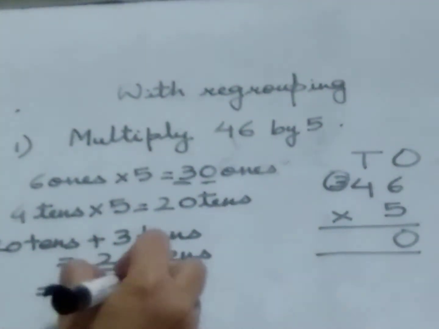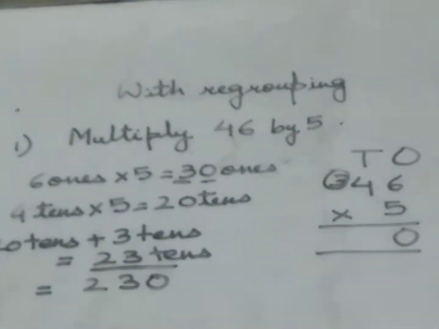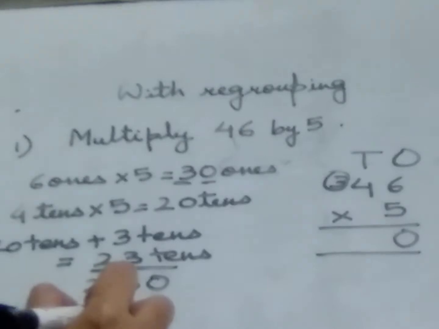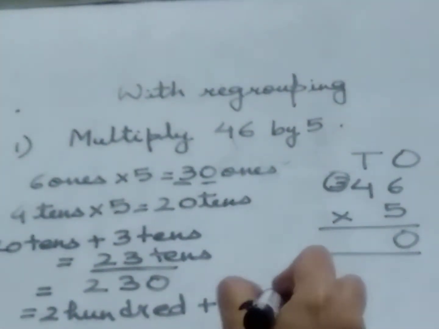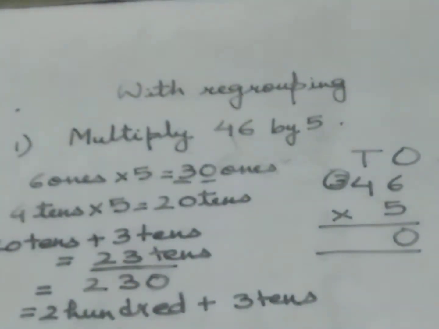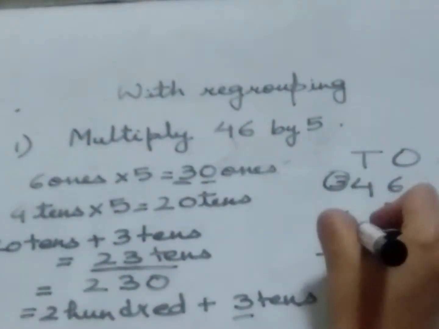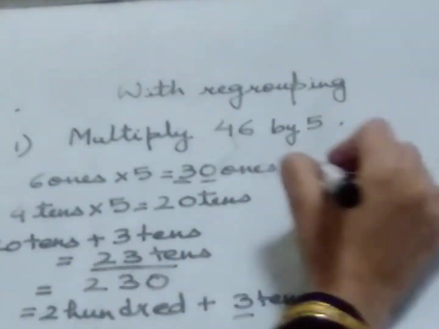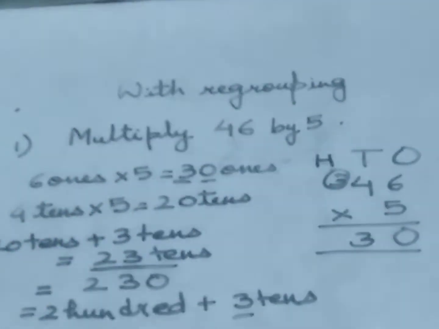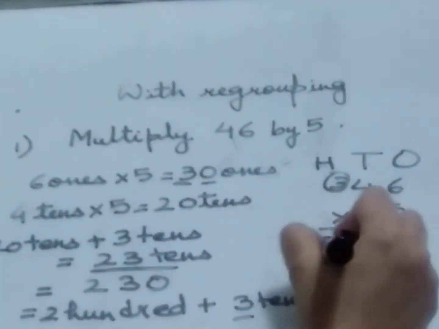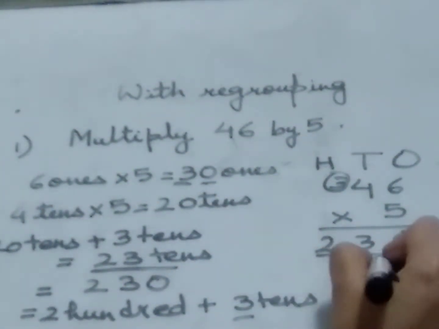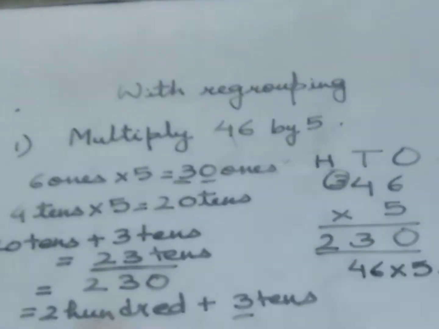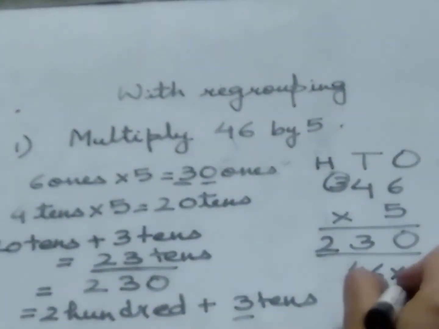You can write it as, in place of 23 tens, 230. So it is 200 plus 3 tens. So write this 3 in the tens column and make one more column which is of 100 and 2 in the 100 column. So 46 multiplied by 5 is equal to 230.